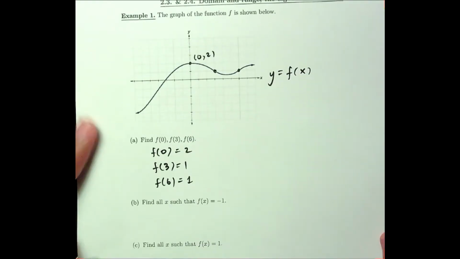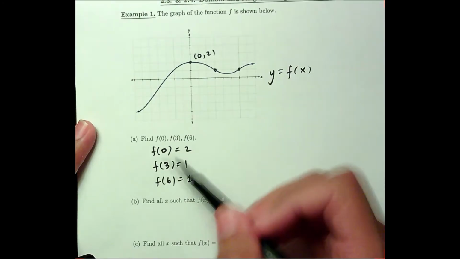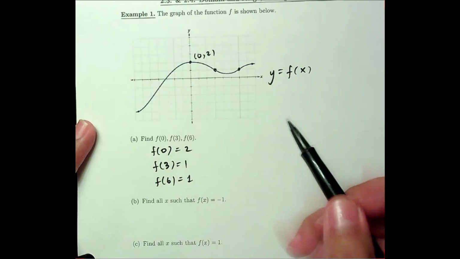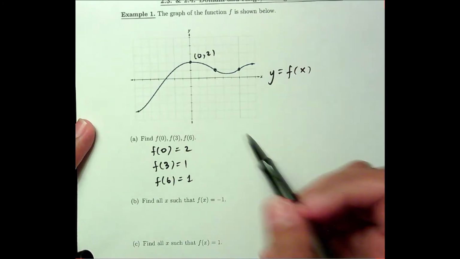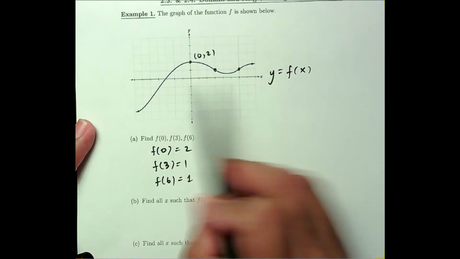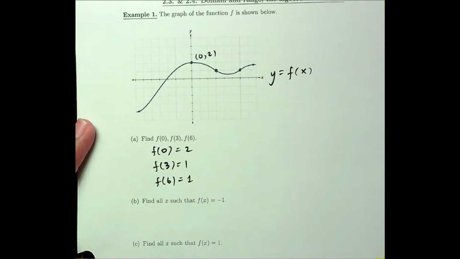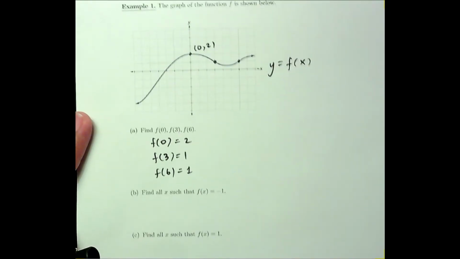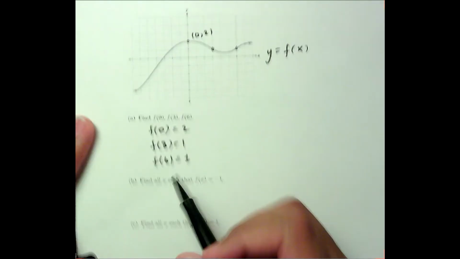Okay, so that's how you evaluate a function from the graph. Just look for the y-coordinate of the corresponding point. Given x, find it on the x-axis, and then find the corresponding point on the graph, and the y-coordinate is what you want. All right, let's take a look at this one.